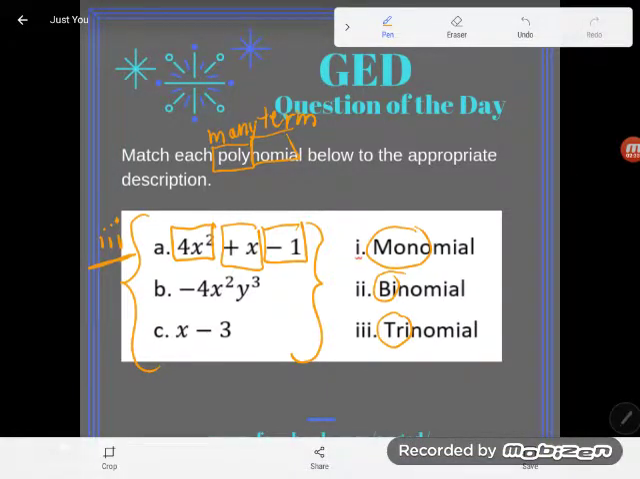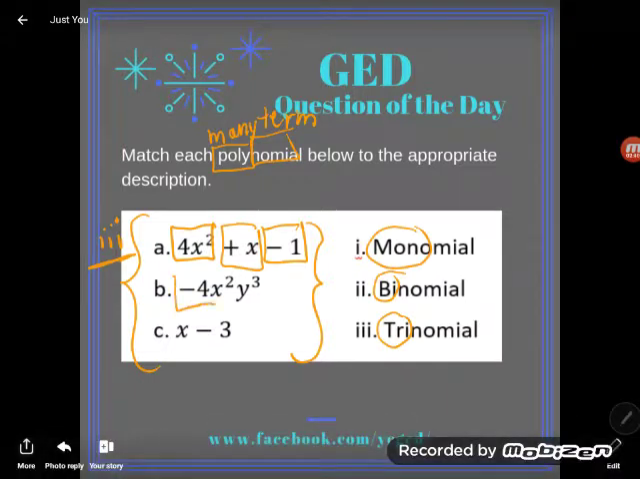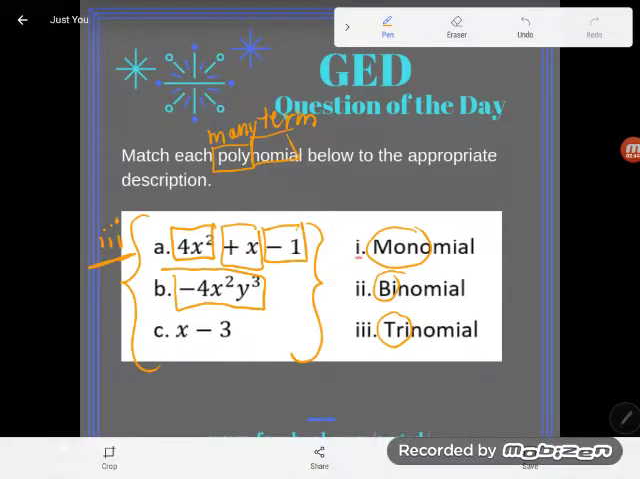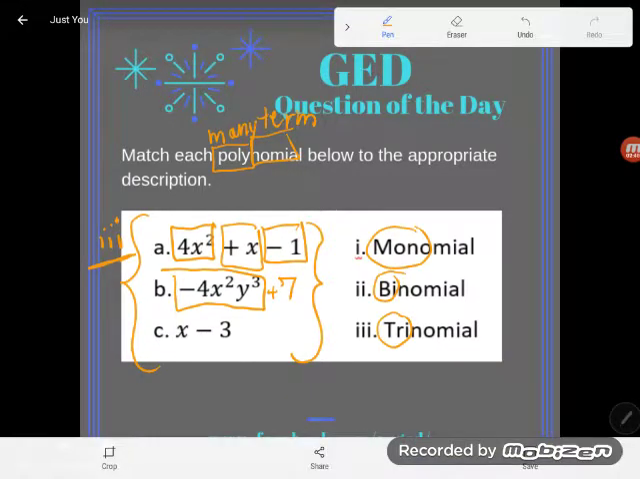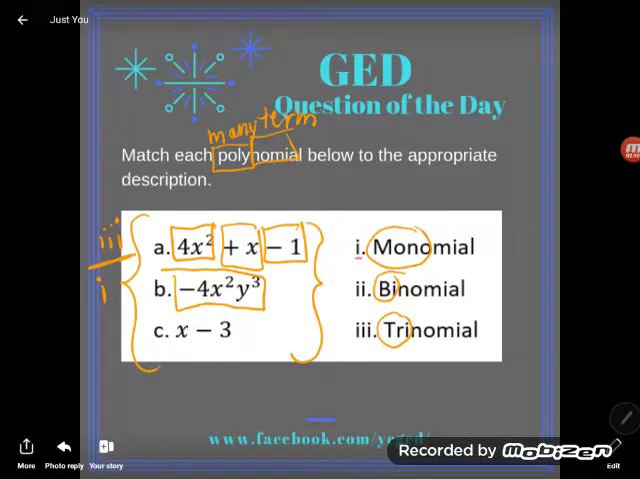Okay, now let's look at B. B might look ugly and complex, but one thing you're going to notice is there's only one thing here, adding or subtracting. We don't have another term starting. We didn't plus 7 to it or minus 5y or anything like that. That is just a single solitary term. The prefix for 1 is mono, and so this is a monomial. B matches with 1.